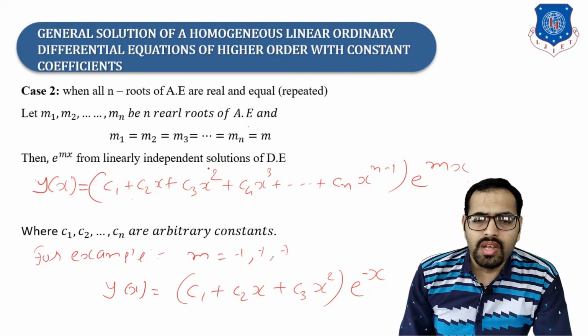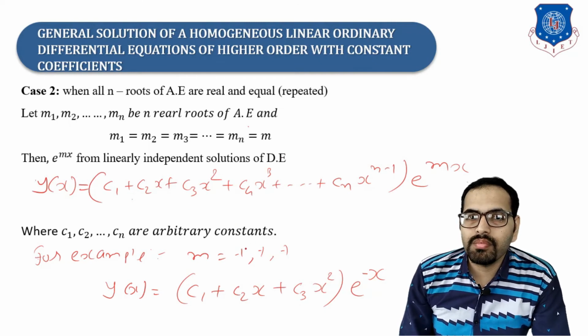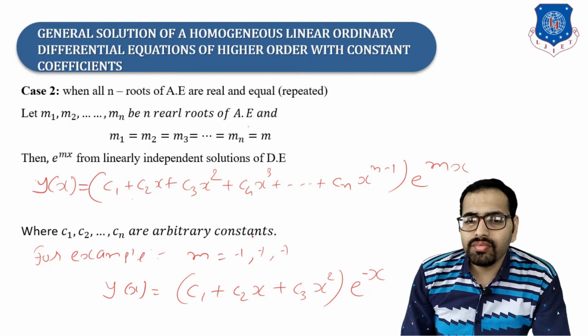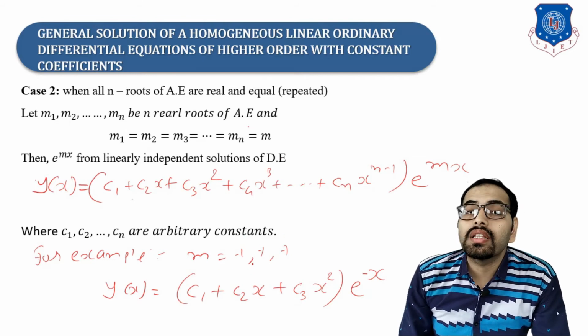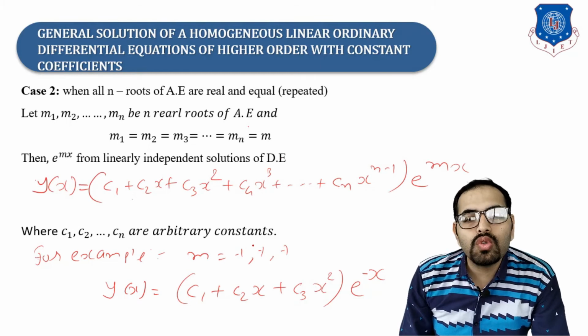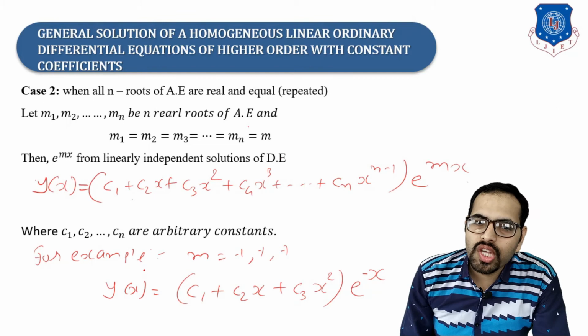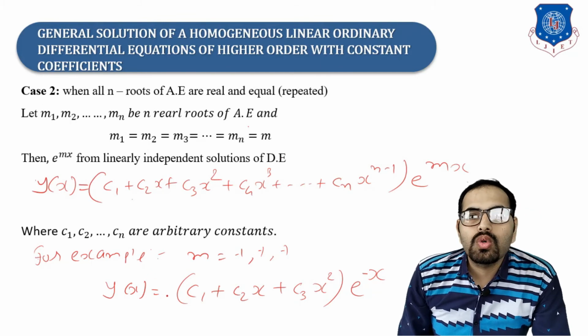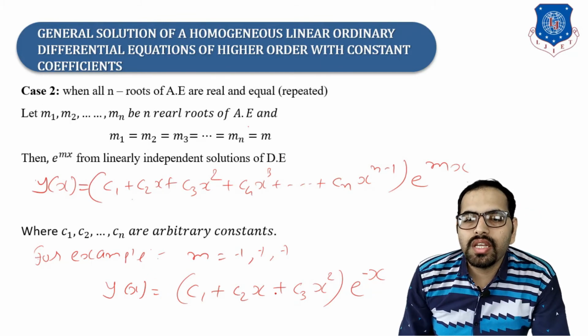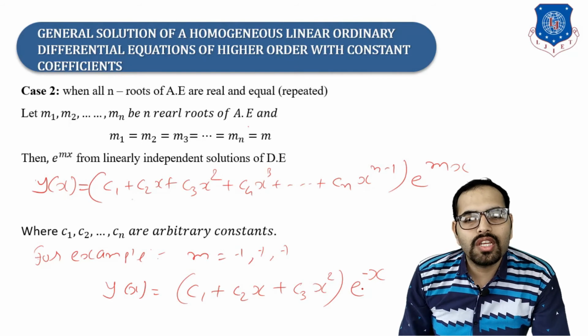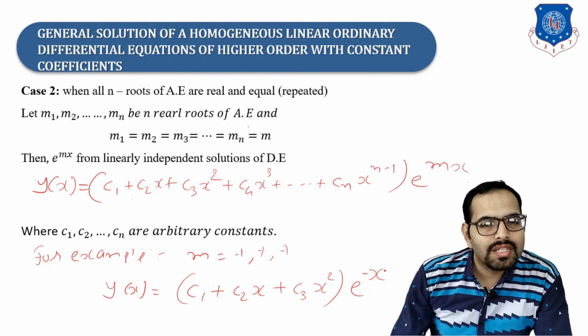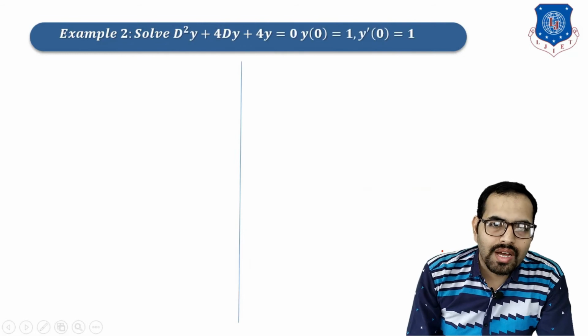For example, suppose our factors are minus 1, minus 1, minus 1. Then the values are repeated 3 times, so our arbitrary constants are up to 3, meaning c1, c2, c3. Then our general solution is y of x equal to (c1 plus c2x plus c3x square) into e raised to minus x. Let's see one more example.